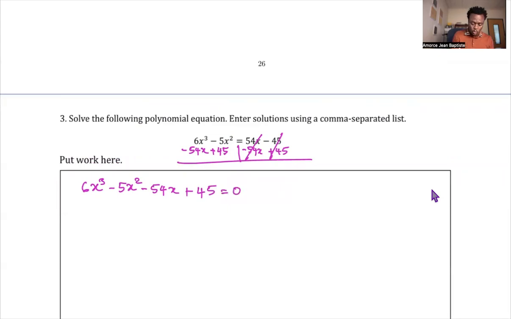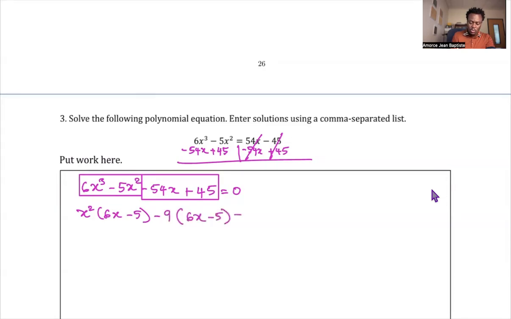Now with that, we can group the first two and then the last two, and then we will factor the GCF of each group separately. The first group GCF is x squared, so that's 6x minus 5. The second group GCF will be negative 9, and that's 6x minus 5 equals 0.